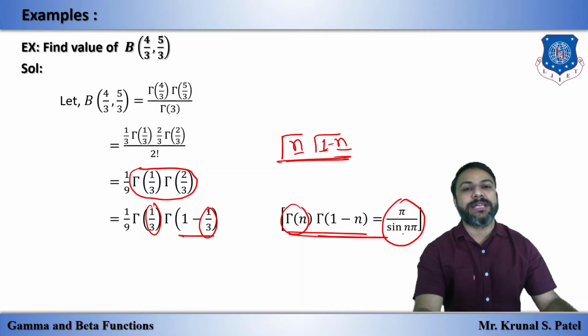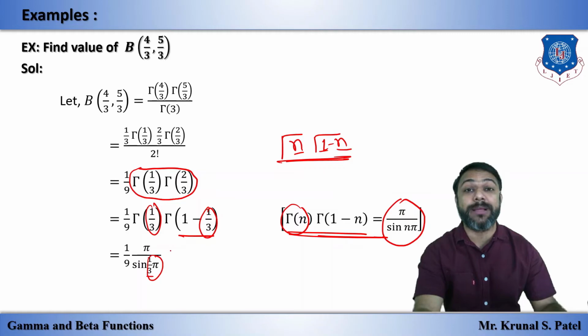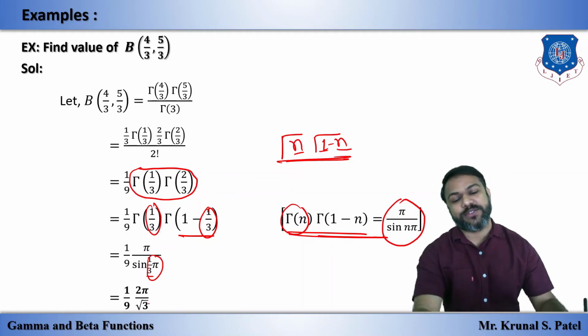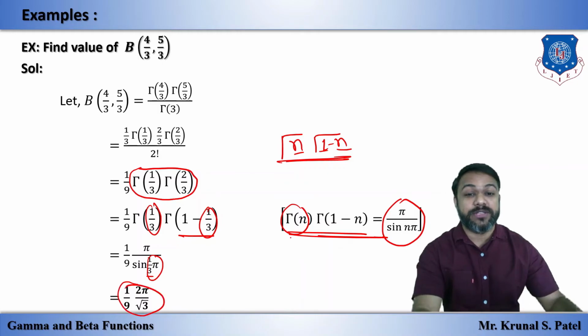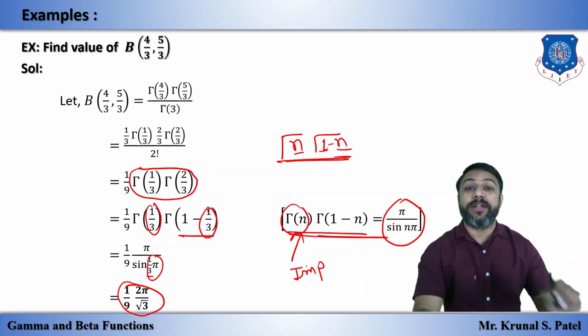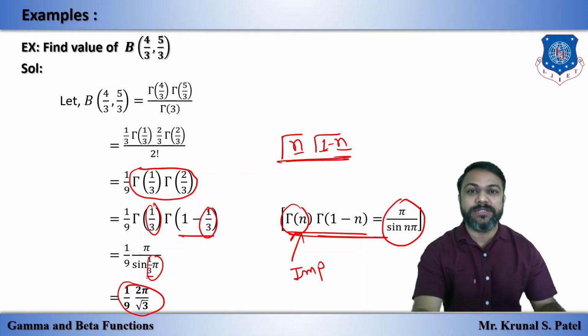So pi upon sine(n pi). So we have pi upon sine of 1 by 3 pi, that is pi by 3. And we know the value of sine(pi by 3) is root 3 by 2. So 2 goes to the numerator, and this is our final answer. So this is also one of the most important results. Note down all these results. We will use them in examples wherever we need.